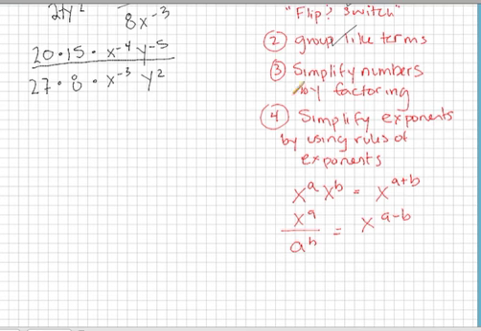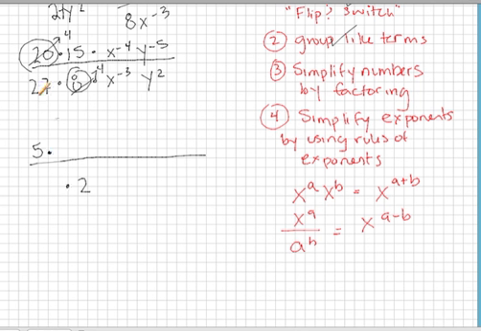Step number 2 is done, and step number 3, we're going to simplify our numbers first, and we're going to do that by factoring. So I'm going to check to see if I have any like terms going on here. It looks like I have two even numbers here with 20 and 8. And they have a 4 in common. So I'm going to factor out a 4 from both of those. So I will have a 5 where the 20 was, and I will now have a 2 where the 8 was.